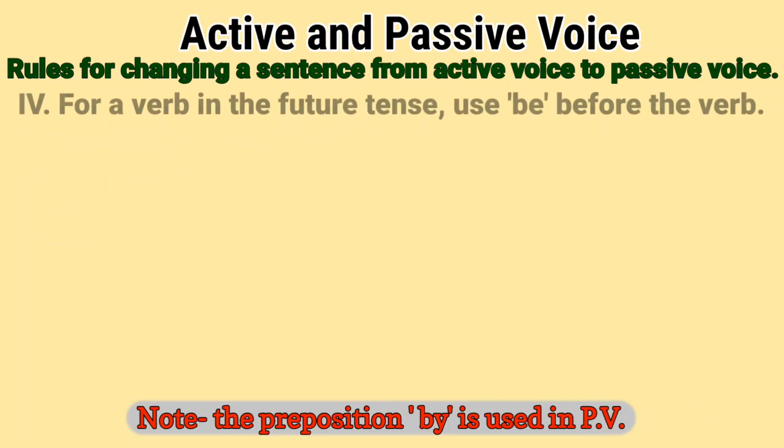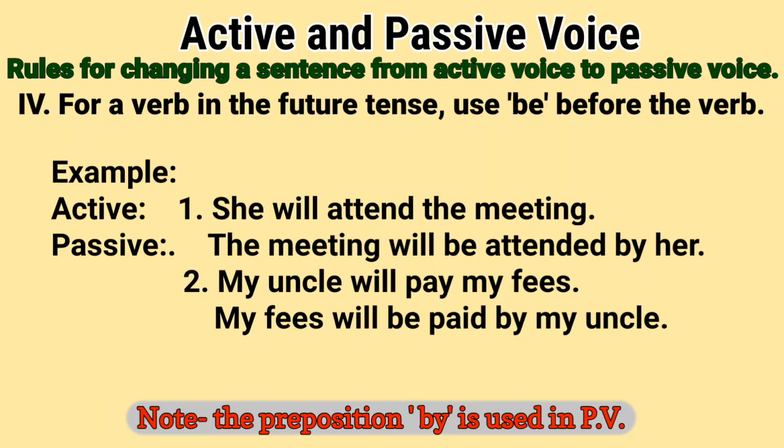The fourth rule: for a verb in future tense, use be before the verb. Active voice: she will attend the meeting. Passive voice: the meeting will be attended by her. My uncle will pay my fees. My fees will be paid by my uncle.